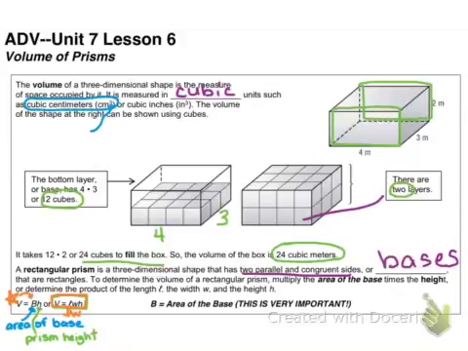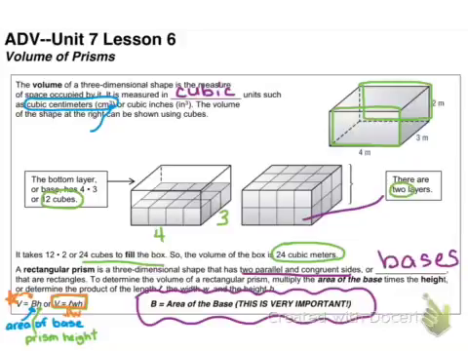Okay, and again, it's written out over here. This is truly important for you to understand that when you see capital B in that formula, it's referring to the area of the base.